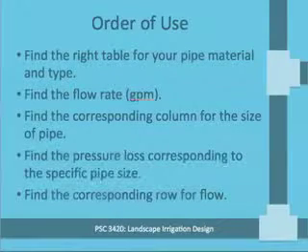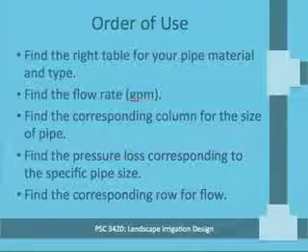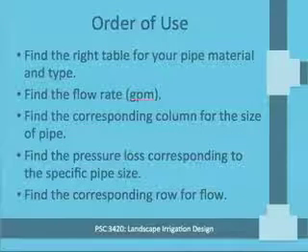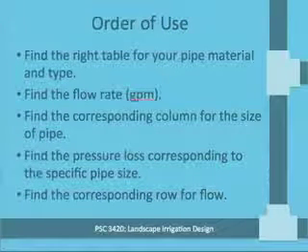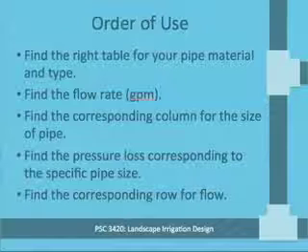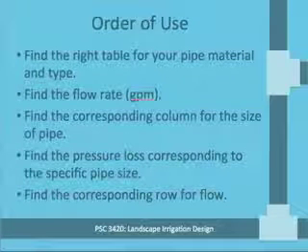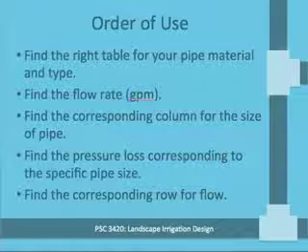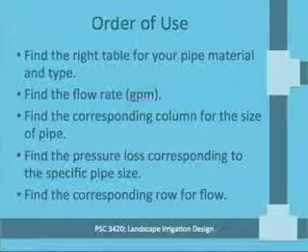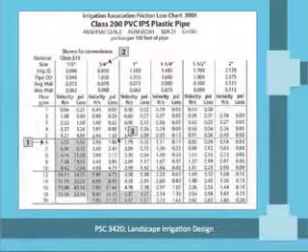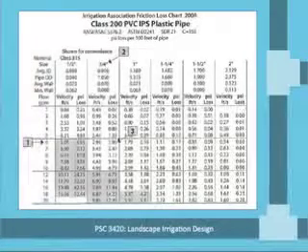So let's go over how you use these charts in a little bit more detail, do an example or two. So the order that you're going to use the chart in is, first, find the right table for your pipe material and type. So that was indicated at the top there. Second, you're going to find the flow rate that you need for a sprinkler or sprinklers. You're going to find the corresponding column for the size of pipe. You're going to find the pressure loss corresponding to the specific pipe size, and then find the corresponding row for flow. So having said all that, let's go through an example.